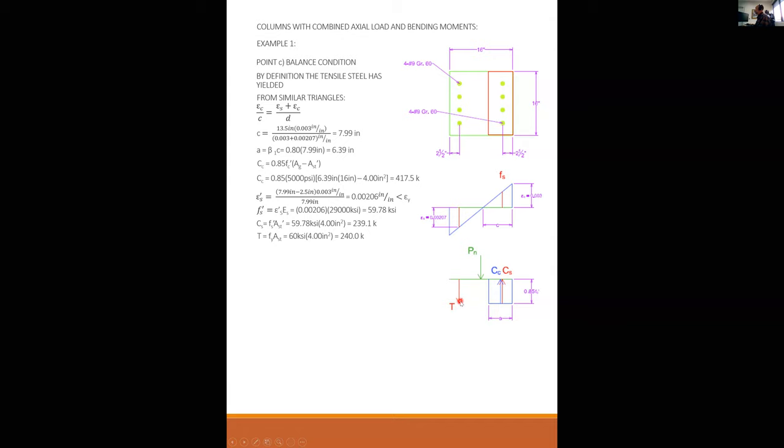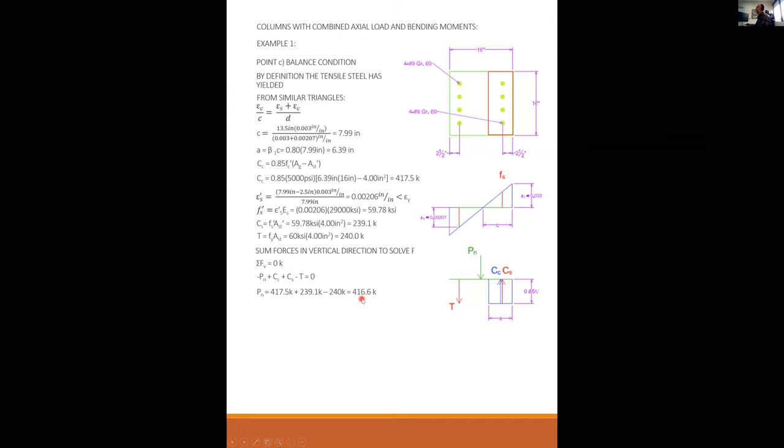My compression steel is 239.1. My concrete is 417.5. And I sum all the forces in the vertical to find Pn. So minus Pn plus C plus C sub s minus T, because T is down, equals zero. And I plug in my C, C sub s, T, and Pn is equal to 416.6 kips.